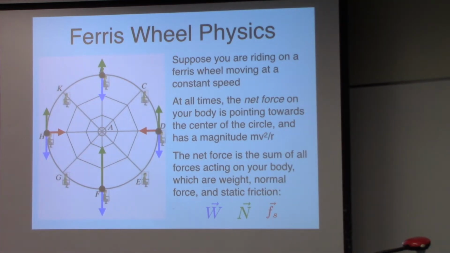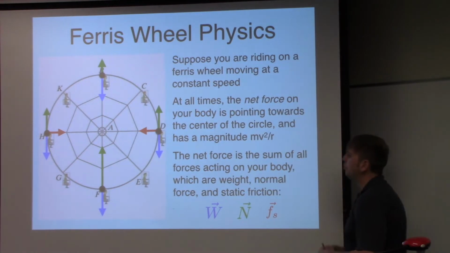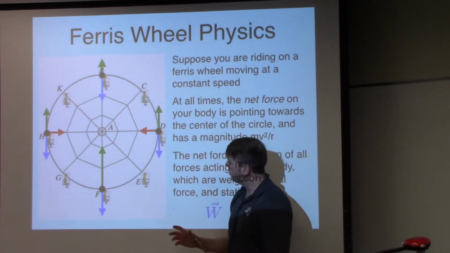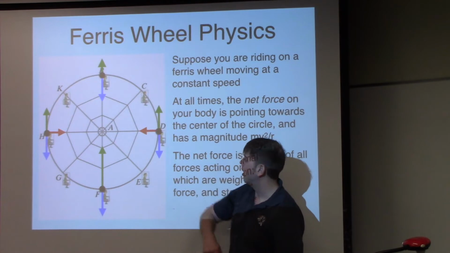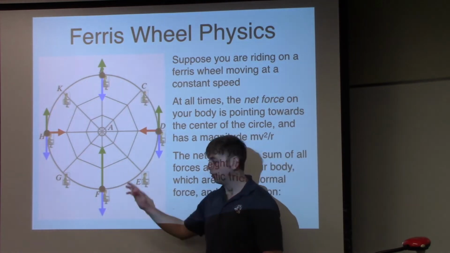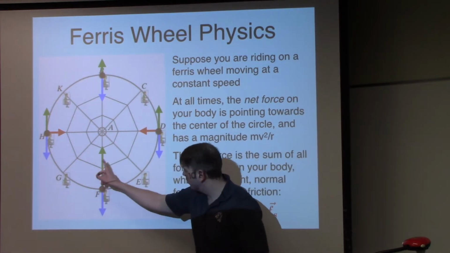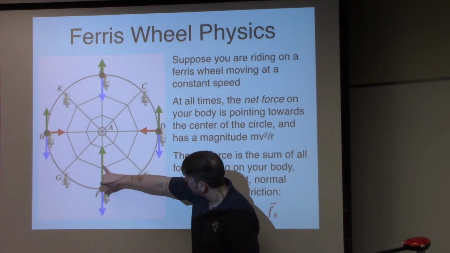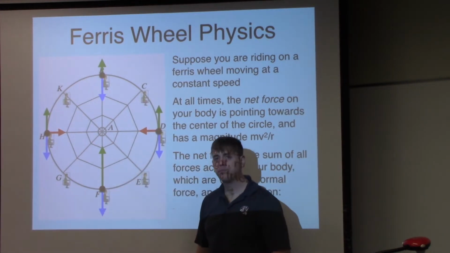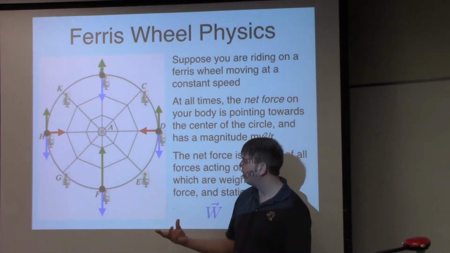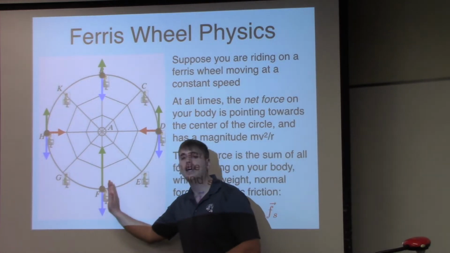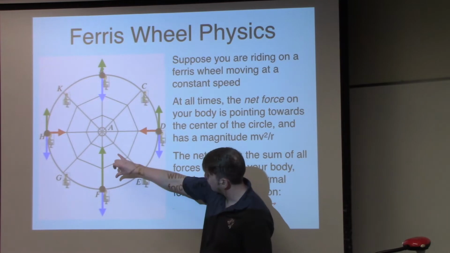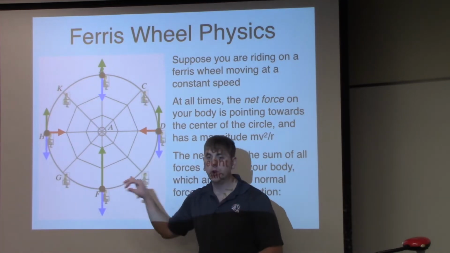Okay, in light of the fact that the sum of all these different forces always has to be pointing inwards, let's see what this looks like at different points in the ride. Let's say we're at the bottom of the ride over here. The weight is going down, the normal force is going up. I'm showing the normal force being greater in magnitude than the weight here, which makes sense because overall the net force has to be pointing in. The only way for that to work is for the normal force to be bigger than the weight.